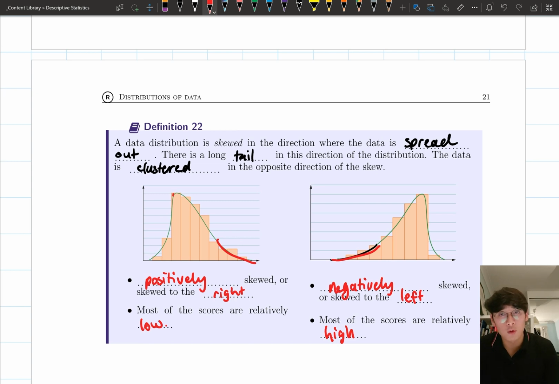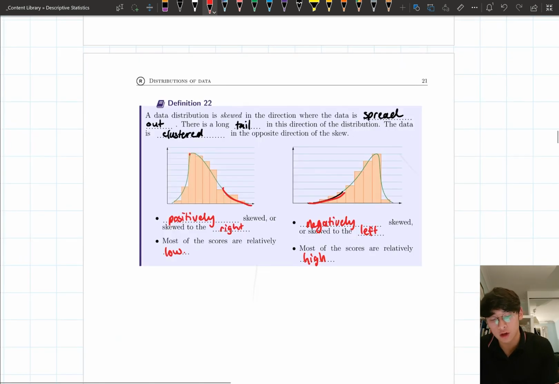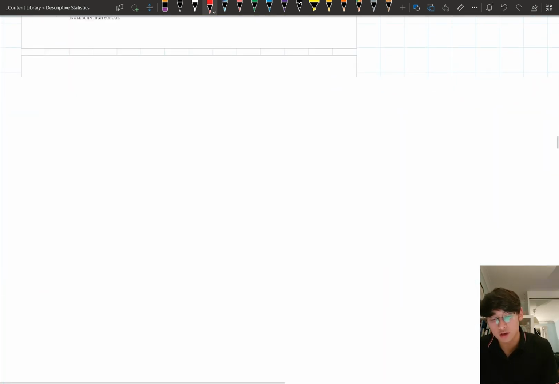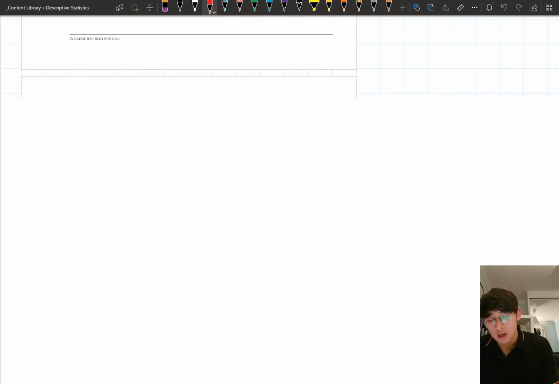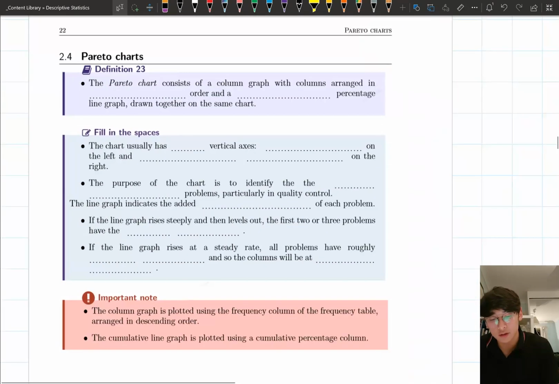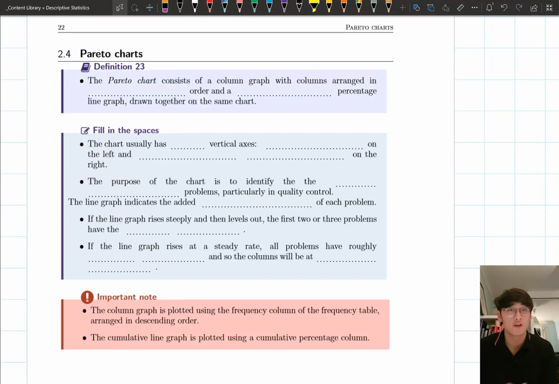Now we're going to talk about one more type of chart before we finish this video. The last type of chart is called a Pareto chart. Let's just go here, and there's quite a few spaces to fill in, so do bear with me. The Pareto chart consists of a column graph with columns arranged in descending order.